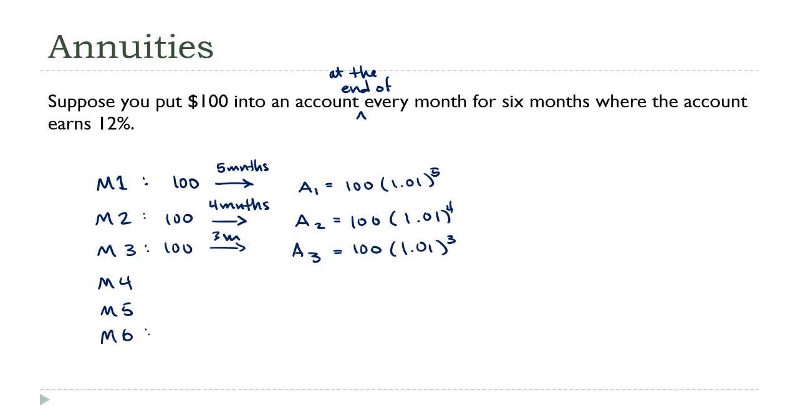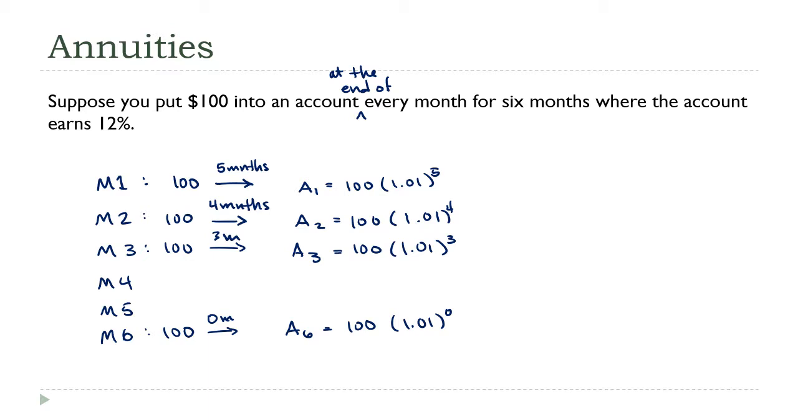What happens in month 6? This is the weird month. This is the month you put $100 in on the very last day of the investment. So it earns interest for a squirrely 0 months, which means its value is 100 times 1.01 to the 0 power. 1.01 to the 0 power is 1. So that ends up being $100, which is a little weird, but it's how it works.